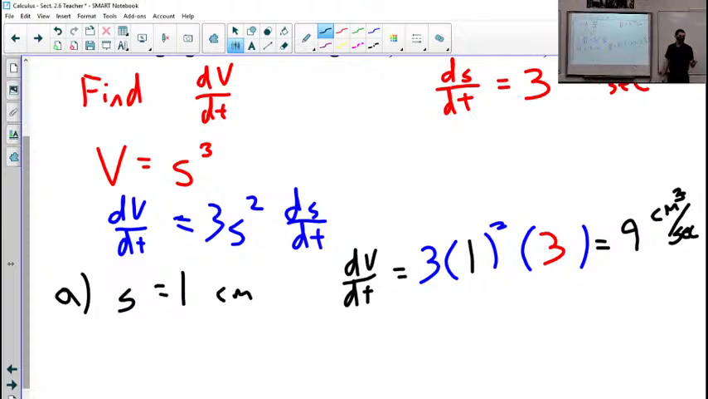And you can double check that that's how the units are going to work out. I have centimeters that I'm plugging in here, so I'm squaring centimeters. There's centimeters squared. And then I'm multiplying by this 3, which is in centimeters per second. So centimeters squared times centimeters per second is centimeters cubed per second. And the units work out the way they're supposed to.